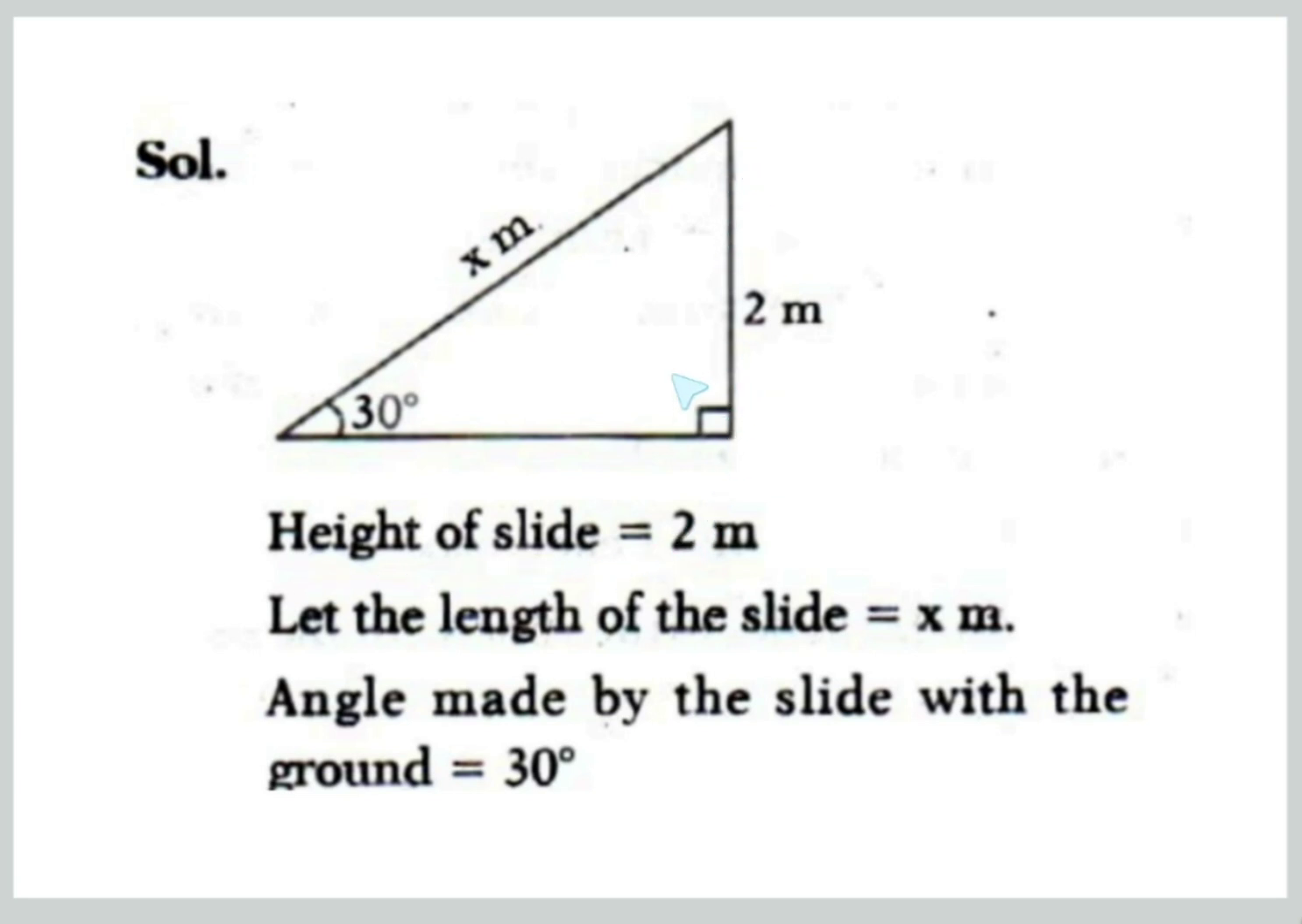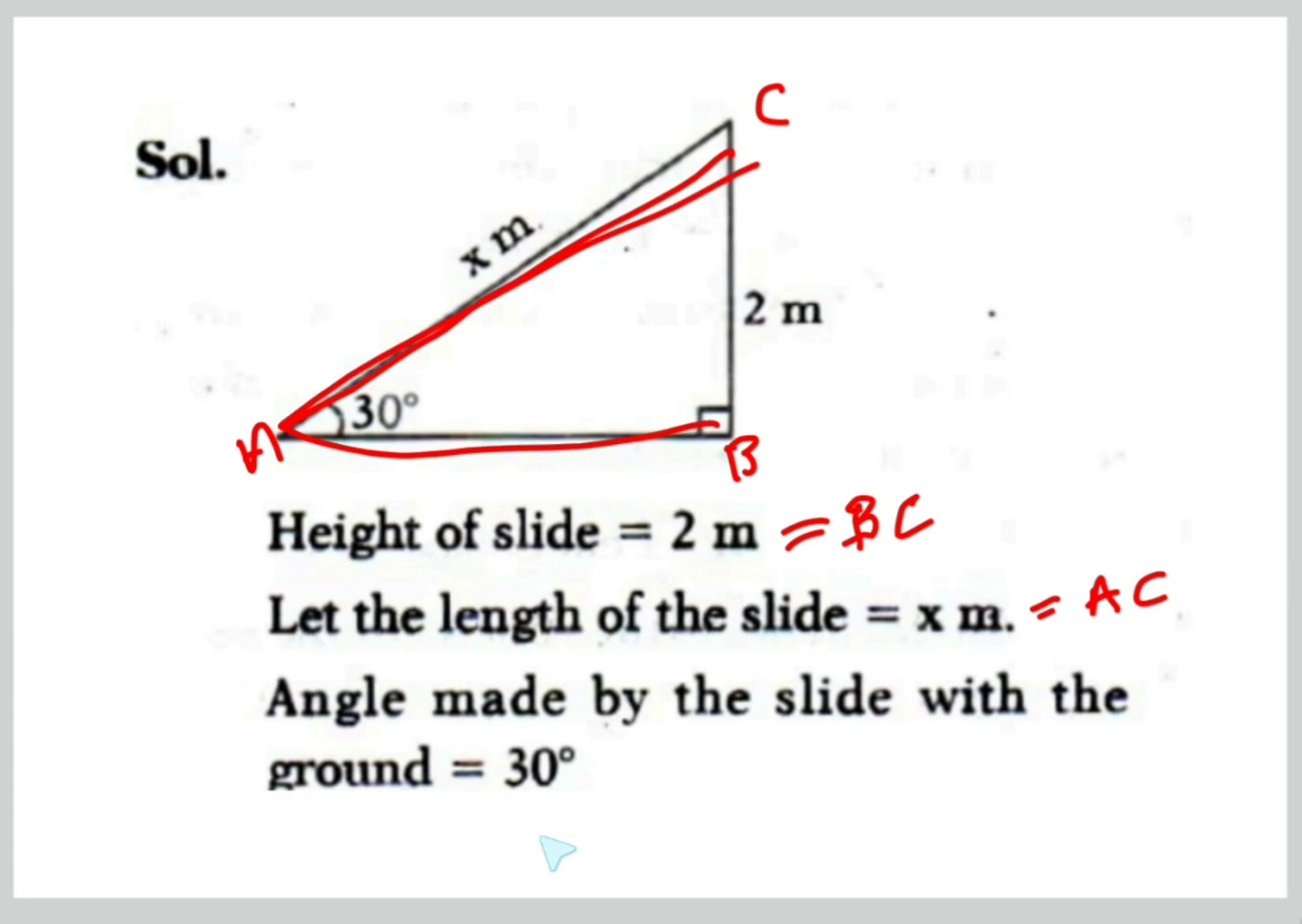Height of the slide is 2 meters. A, B, C, that is BC. Height of the slide BC equal to 2 meters. Let the length of the slide be x meters, that is AC. Angle made by the slide with the ground is 30 degrees. This angle is 30 degrees. Angle BAC is equal to 30 degrees. We need to find that AC is x meters.